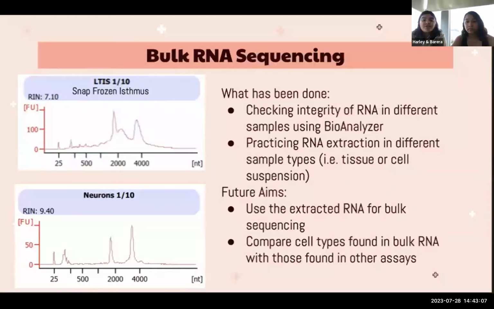We used a neuron suspension as a positive control, as neurons are collected fresh and have low RNA degradation, as can be seen in its high RIN score of 9.4. As we continue, we hope to use the extracted RNA for bulk sequencing and to use the bulk sequencing data to compare to cell types found in other single cell assays.